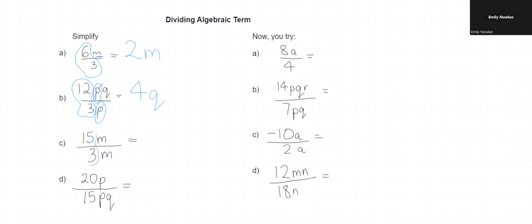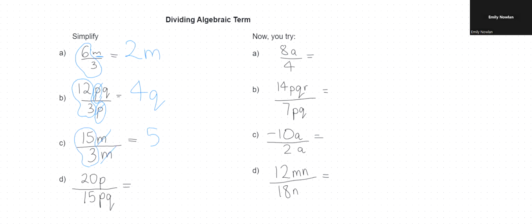Have a look here. We've got the 15 divided by 3. Let's do the numbers first. 15 over 3 is 5. And then with the pronumerals, we've got the same pronumeral on top as the bottom, so they cancel out. M divided by m is 1. It just disappears. There's no pronumeral to consider, so the answer is just 5.